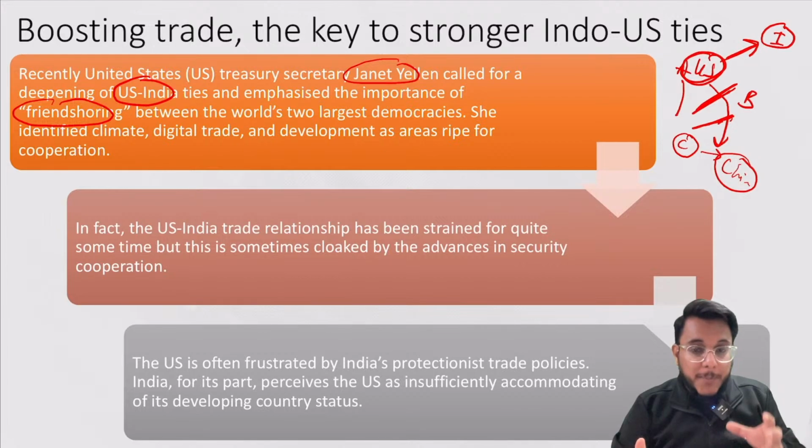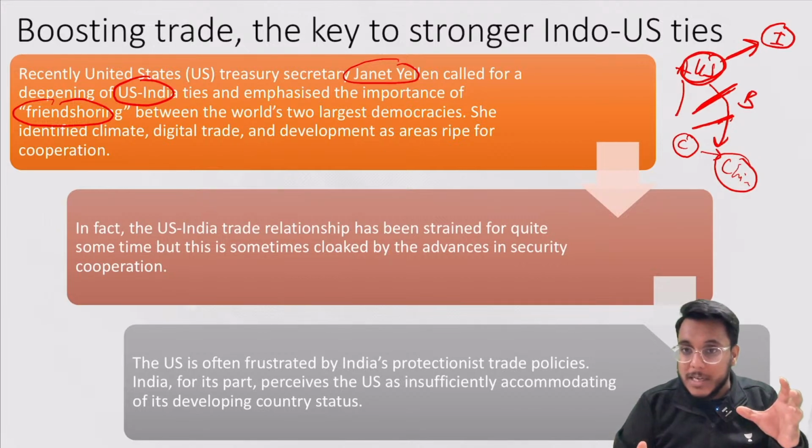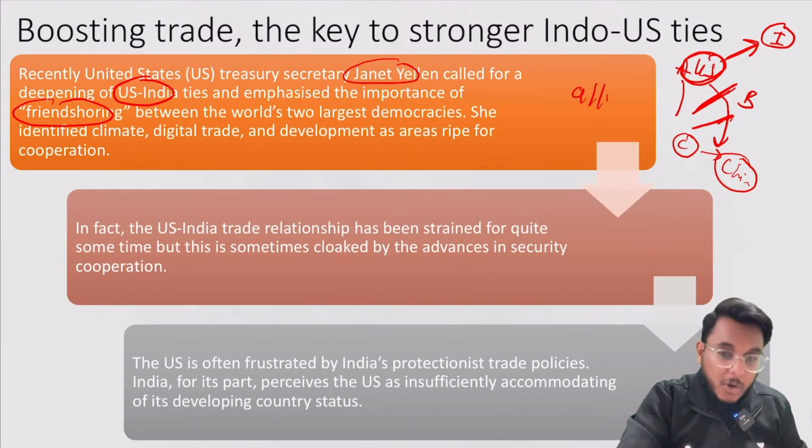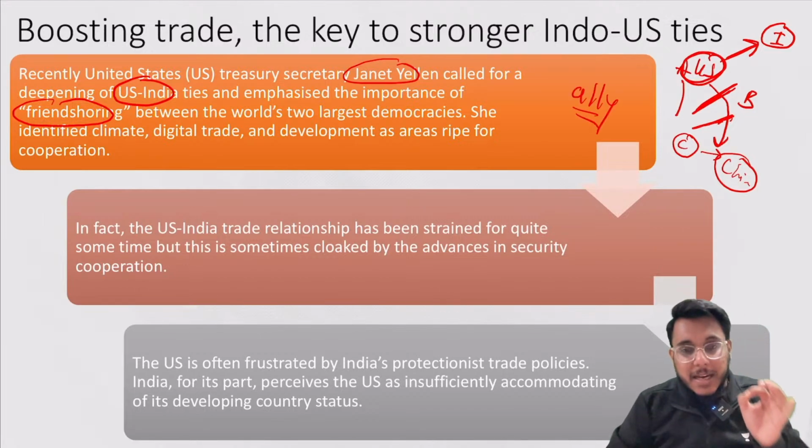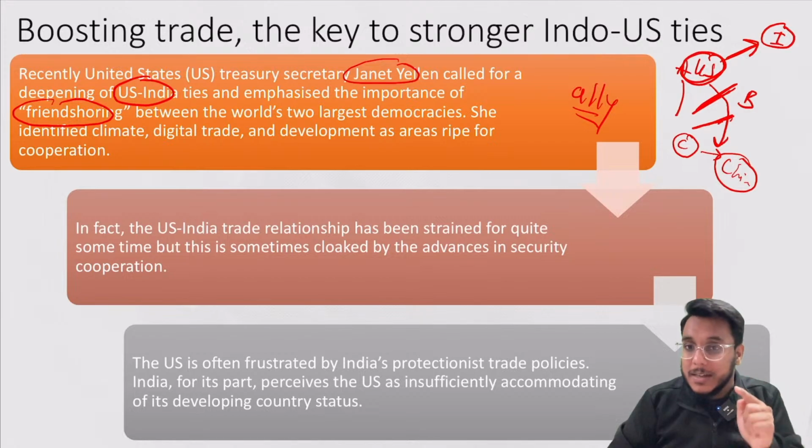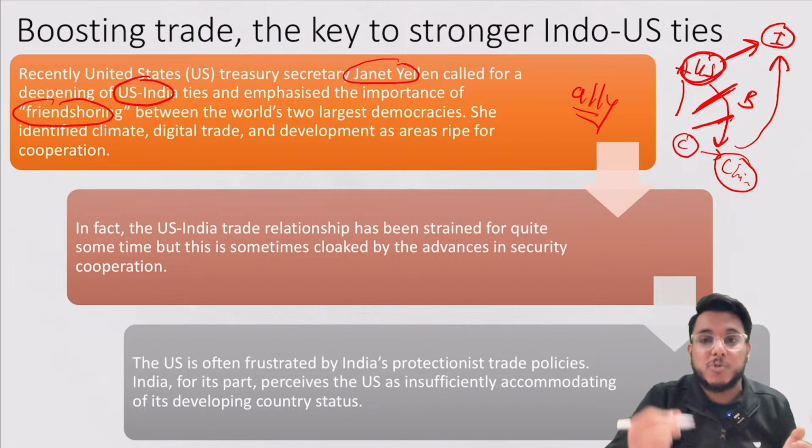So friend shoring is to identify those countries which are your friend. It is also called ally shoring. So, finding the countries which are your friends and the countries which share the same values as you. And the countries where political chaos is not there, where social chaos is not there. So identify such countries and divert your supply chains to such countries.